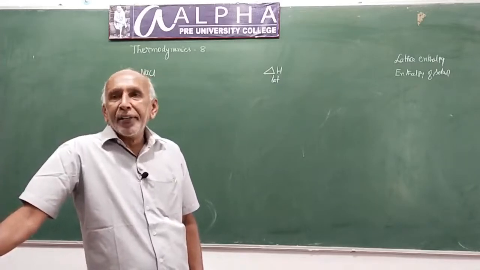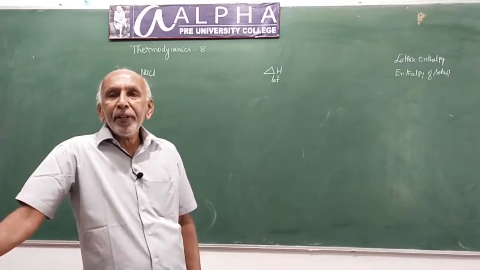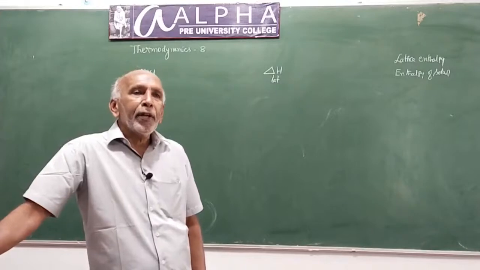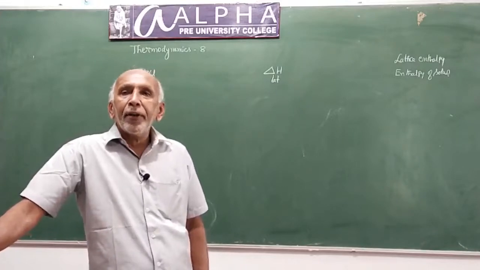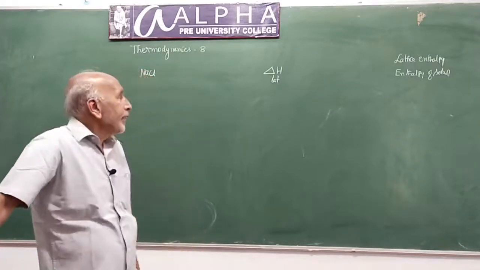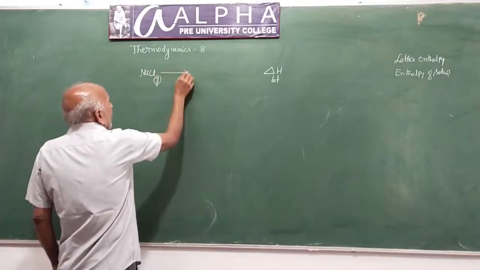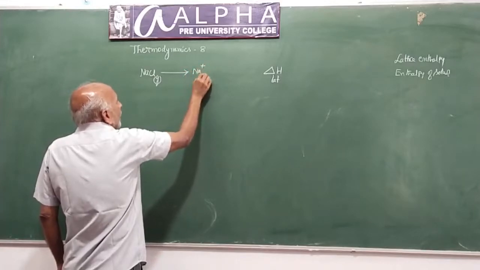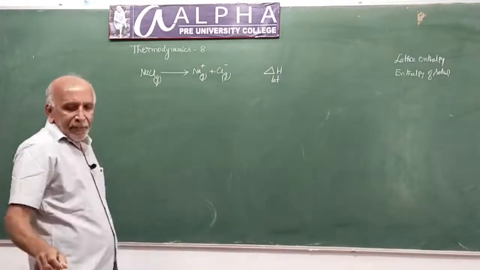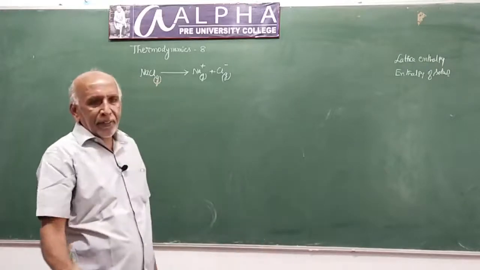Atom or group of atoms, with positive charge or negative charge. The sodium chloride is an ionic solid. It is made up of sodium ion, positively charged sodium ion, and negatively charged chloride ion. Now suppose this breaks. From its gaseous state it breaks to form sodium ion and chloride ion. This is the process of breaking of lattice.